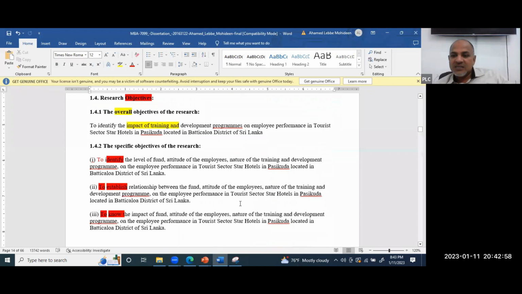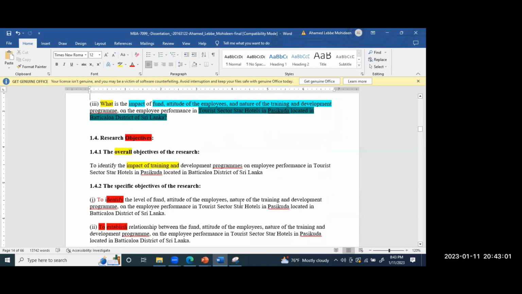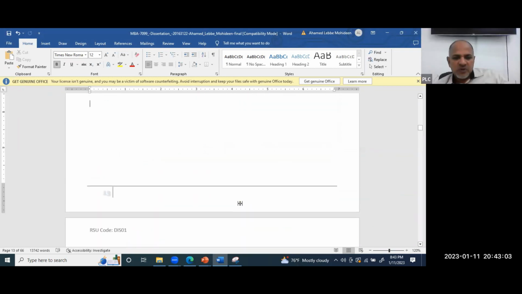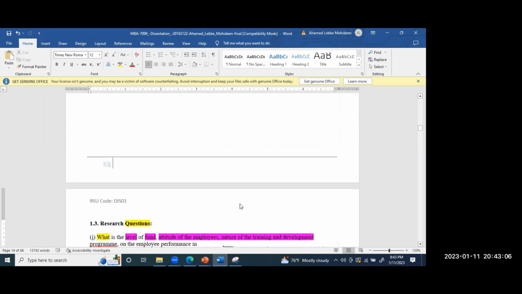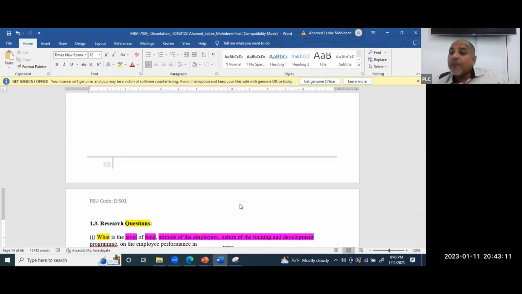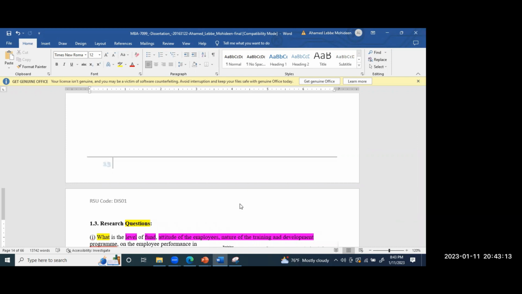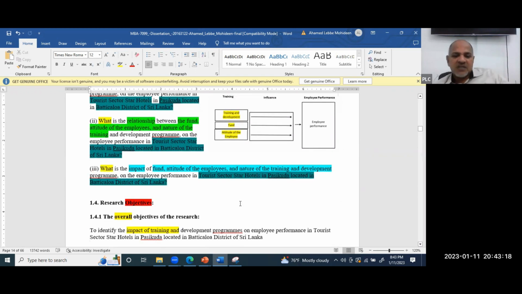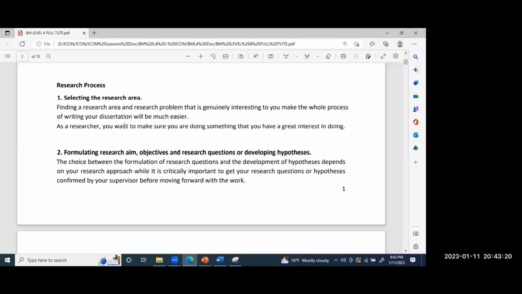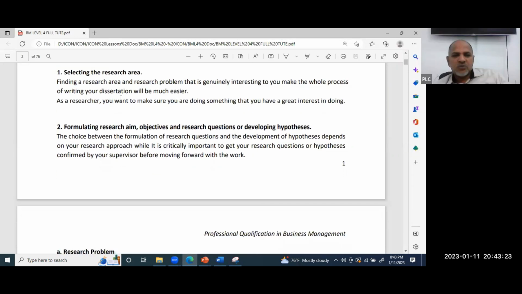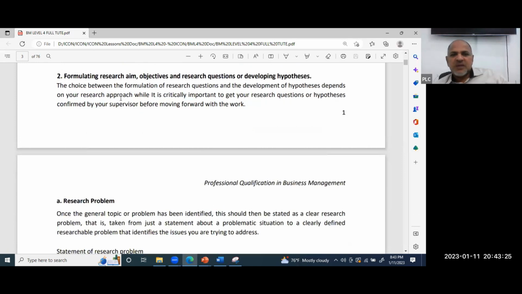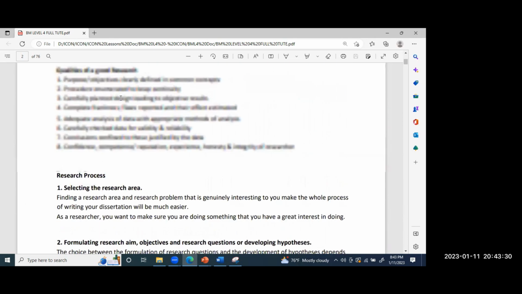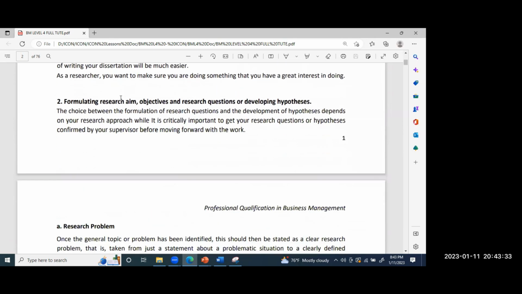Now I have covered these subjects: research problems, objectives, questions, research area, topic, and also conceptual framework. Up to now, according to the book: research area, topic, objective, questions, hypothesis. Now the last point is research notes.